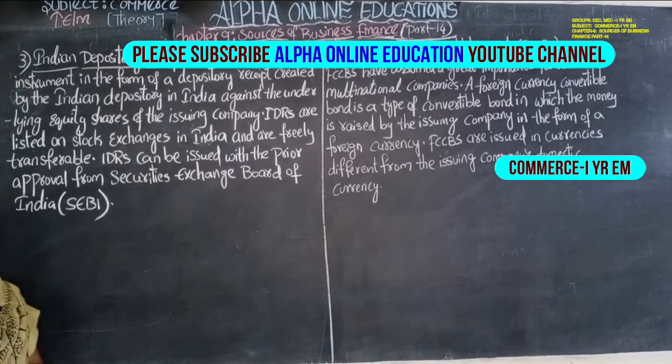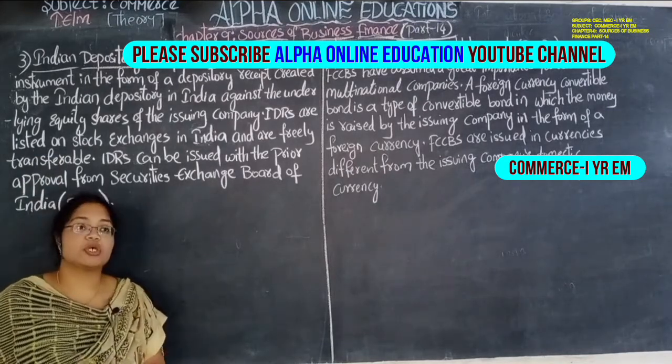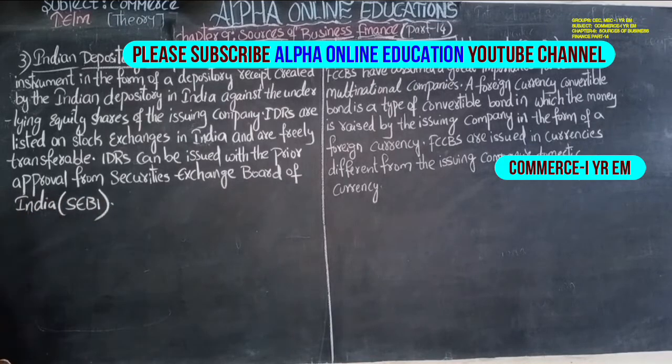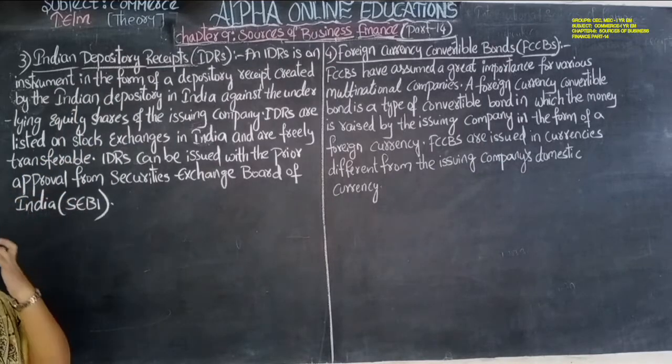The chapter that we are dealing with is the 9th chapter, Sources of Business Finance, and this is the 14th session of the chapter and this is the last session. Here we are going to discuss the Indian depository receipts. Okay, so what are Indian depository receipts?